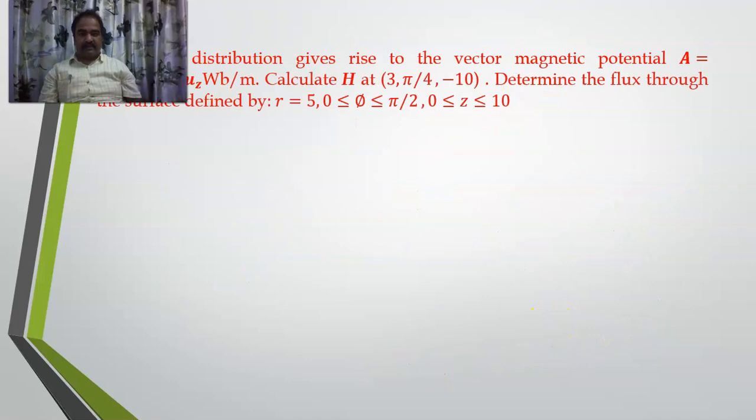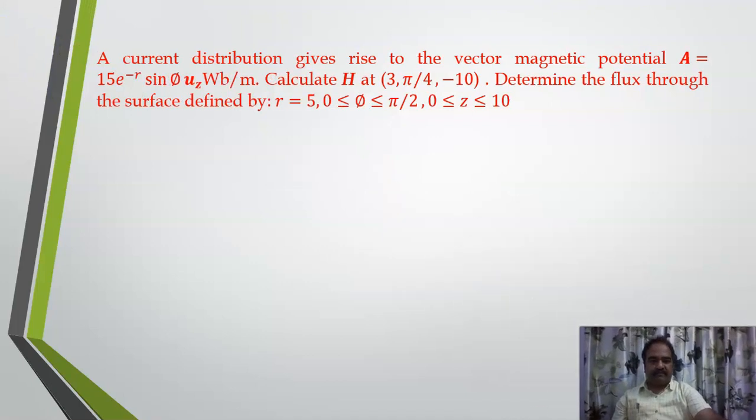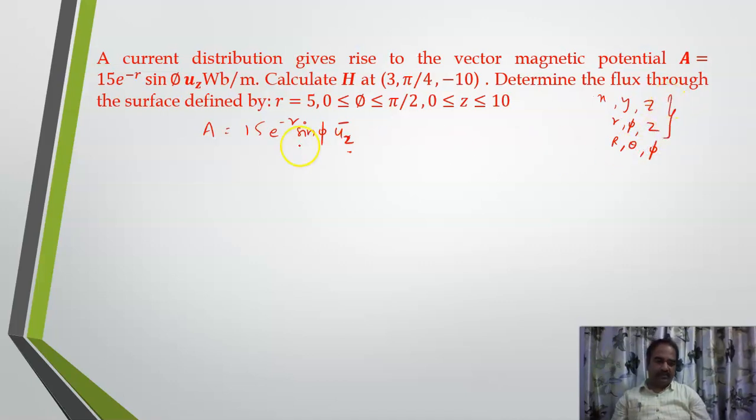So let's start with the first one, where the magnetic potential has been given as A is equal to 15 e to the power of minus r sine phi uz, which means it is in the z direction. We have three different coordinate systems. Since there is z, it can be in these two. Since it is phi and r, it will most probably be the cylindrical system.